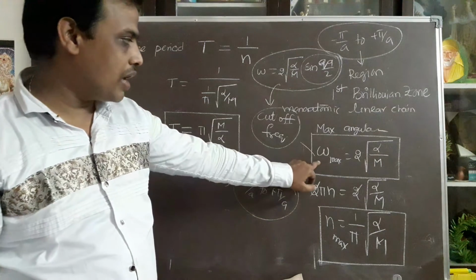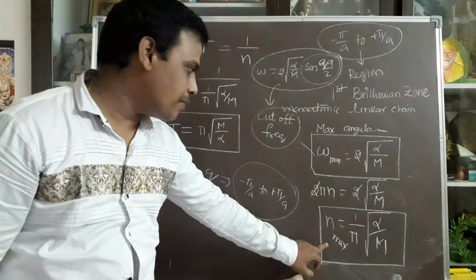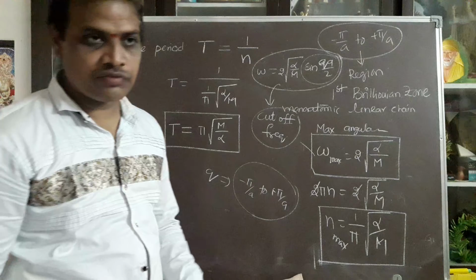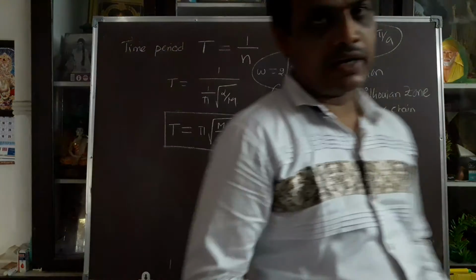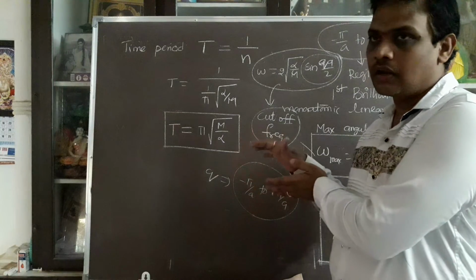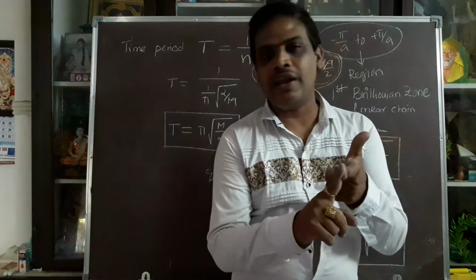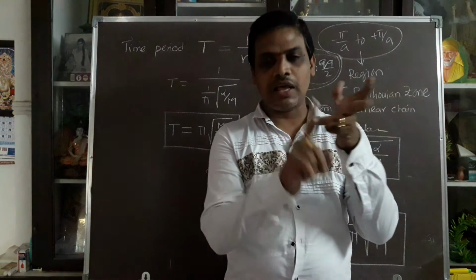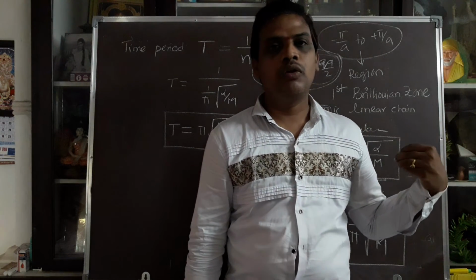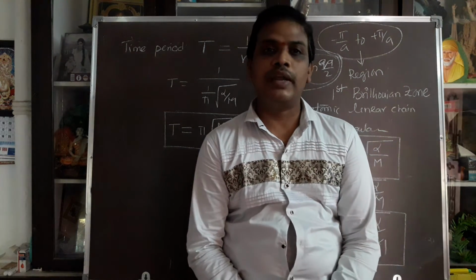According to that, omega maximum is nothing but the cutoff frequency: omega maximum, nu maximum and time period. So this is the lattice vibrations in a monoatomic lattice. The topic is almost completed. Based on this, you can derive the long wavelength limit, group velocity, phase velocity, and velocity of sound. These are all derived based on this topic only. The remaining parts will be completed in our next class.